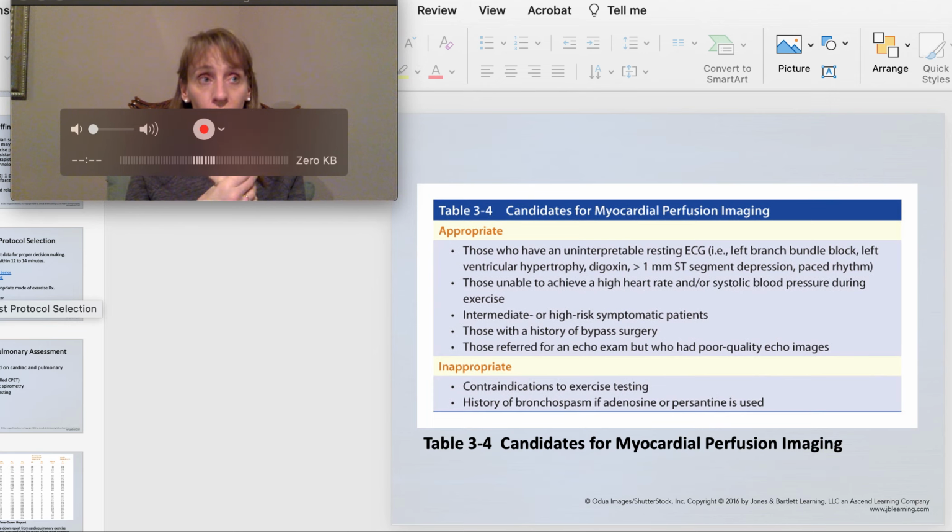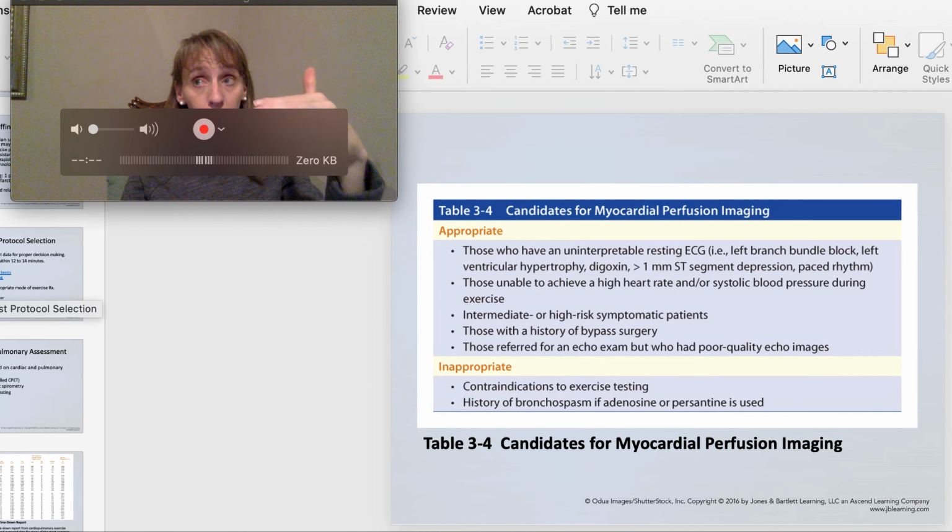Left ventricular hypertrophy, or they're on the medicine digoxin, or they already have greater than 1 millimeter of ST segment depression, or they have a pacemaker. I just rattled all that off. That whole long list are people for whom the stress test is commonly not going to be chosen. Instead, we do something called perfusion imaging. We'll talk about that.